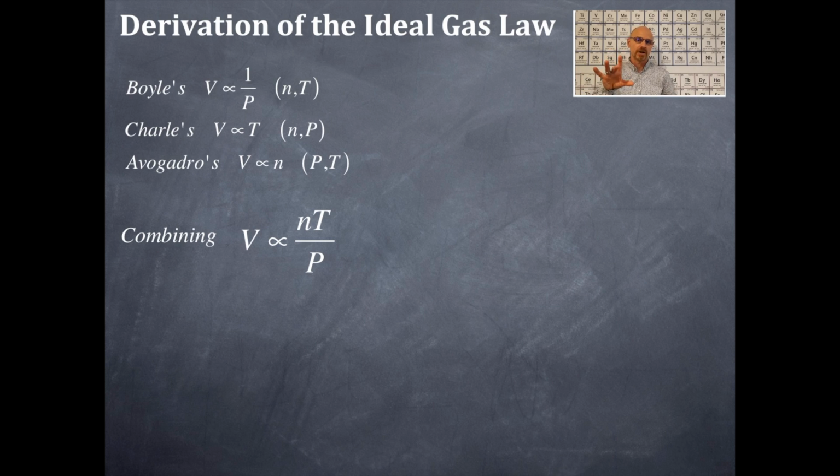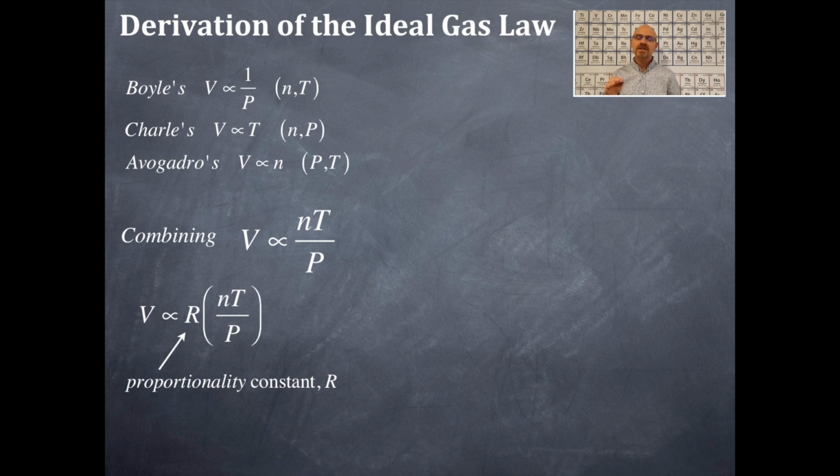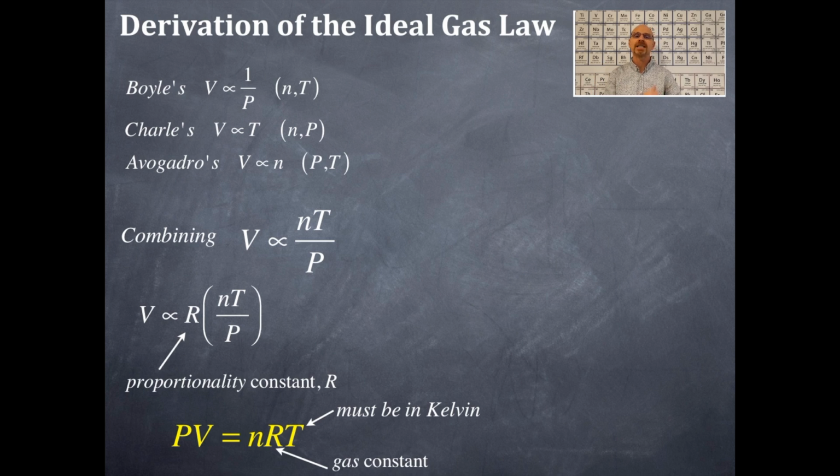I love that. We're not done yet, of course. Okay, so V is proportional to RTn over P. And this R is going to be called a proportionality constant. Now we're going to rearrange this and do PV equals nRT. The R is still the proportionality constant, which is the gas constant. T is the temperature, and it must be in Kelvin, like I had mentioned before. So there you go, the derivation of the ideal gas law.